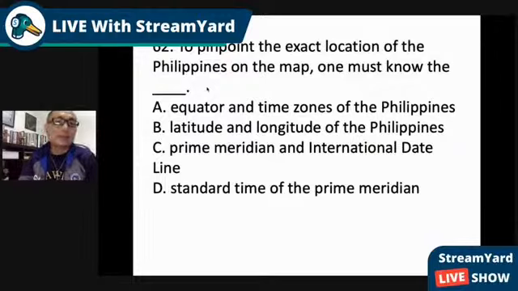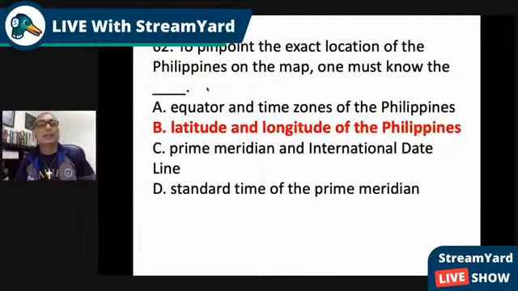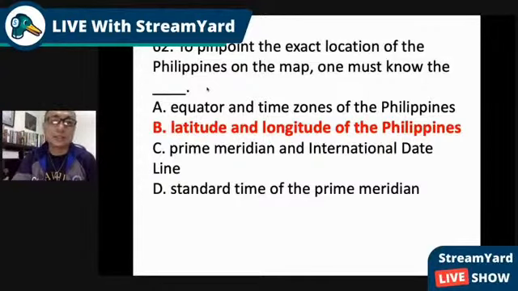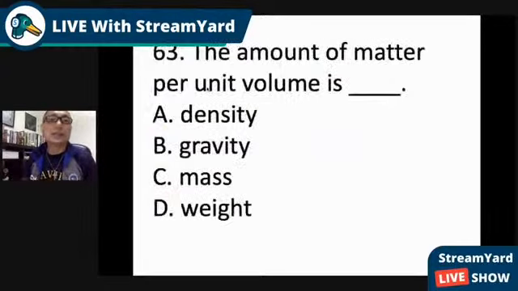If you want to pinpoint the location of the Philippines on the map, let's say the globe, using the globe, one must know the latitude and the longitude of the Philippines so that we would know where the Philippines is. Unless you're asked to look for the Philippines and you already know how the Philippines looks like, that would be enough on the map. But longitude and latitude also show us the location of the thing that you want to locate.